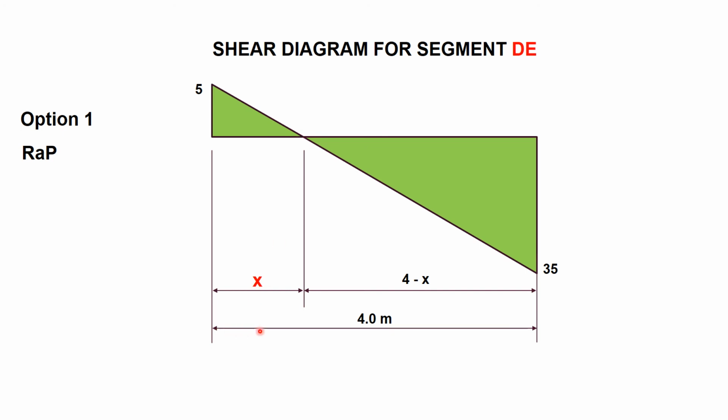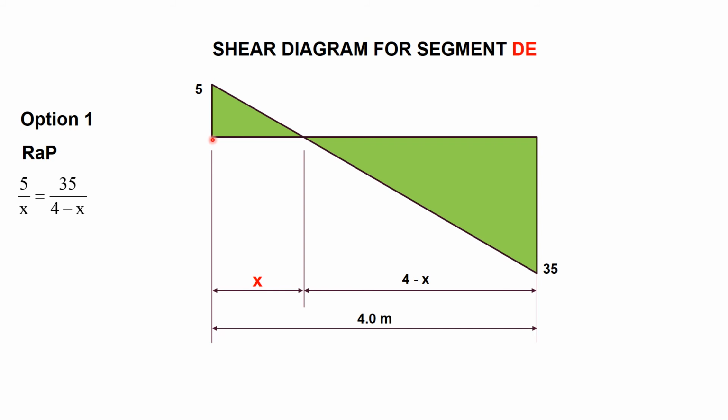Okay, so again, this is the distance x na hinahanap natin para sa location ng point of zero shear. So, from D to E, that is 4, so that this distance is 4 minus x. If you will use, by the way, dito, you have option 1. Ibig sabihin, there are other options para mag-ratio and proportion ka. Now, this option 1, ito yung pwede mong gawin.